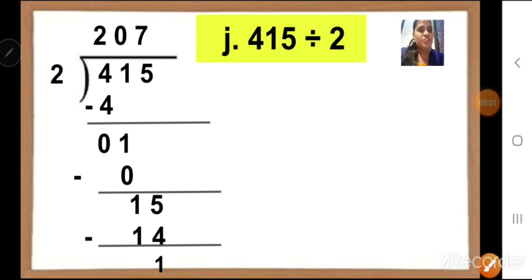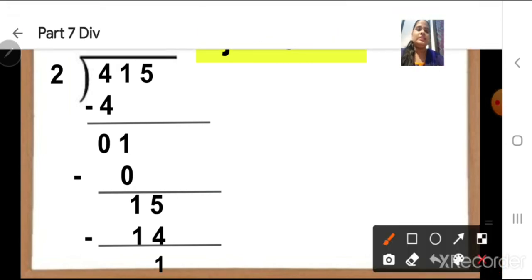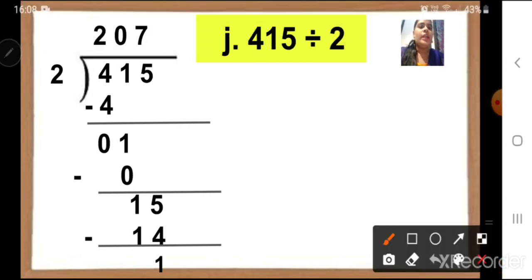Next is J sum, 415 divided by 2. Children, this sum I have done for you. Let us go through it. Okay. 415 is our dividend. We have written it here inside. Divided by 2 we have written here. Okay. Now the first number here is 4. Now 4 will go in 2's table, correct?